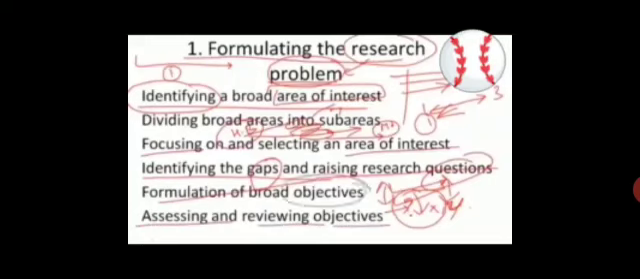And when we say assessing and reviewing objectives, that means when we are assessing and reviewing the objectives we have already designed or formulated, we would exclude those objectives which are not very relevant or which are not important, which do not correspond to our research, which do not correspond to our research questions.